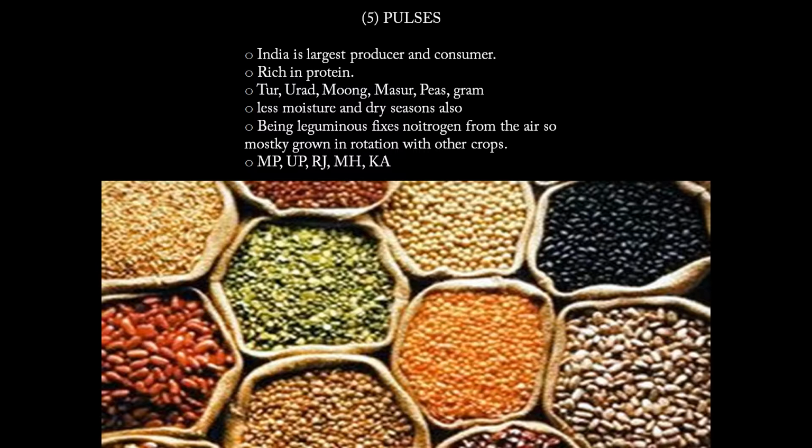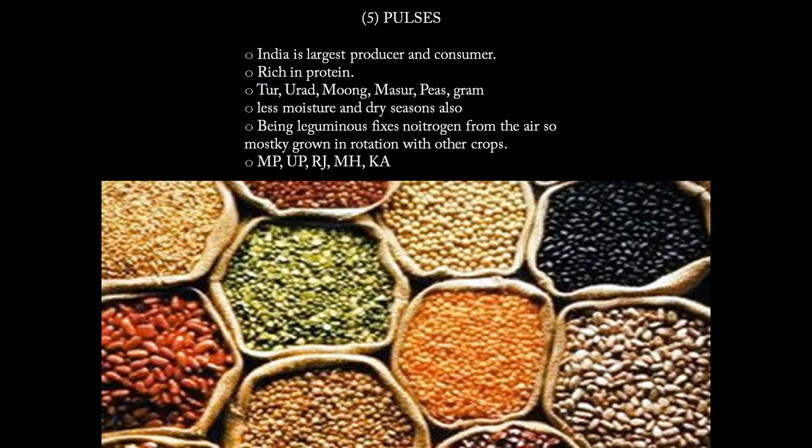Okay, so when these are cultivated in the farm, they give nitrogen to the land, and that's why they make the land fertile. Only urad is not added in this, but all other pulses give nitrogen and make the land fertile. Okay, so which are the states? Madhya Pradesh, Uttar Pradesh, Rajasthan, Maharashtra, and Karnataka.